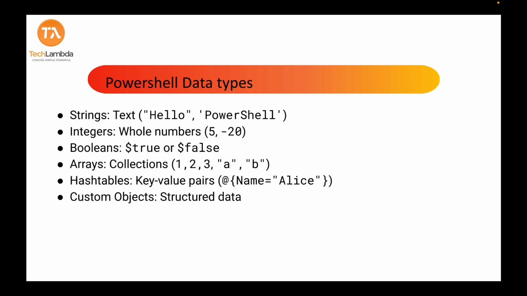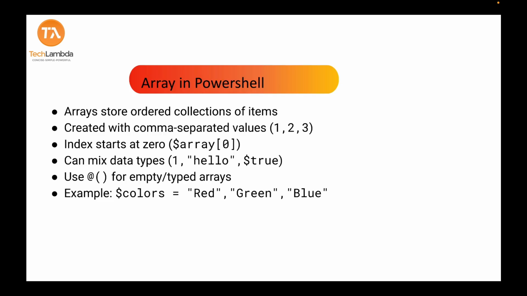Then you have PowerShell data types. As we study data types in other programming languages, these are string, integer, boolean, array, hash tables, and custom objects. String, for example, is Hello PowerShell. Integer, like 5 or a negative integer. Boolean has two values, true or false. Array collections can hold numbers, strings, etc. A hash table we denote using the @ symbol, like name Alice, or we can create our custom objects.